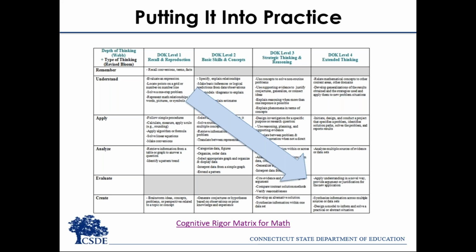You can see from this chart, which is also available by clicking the link, that you cannot have a Bloom's taxonomy of remember that is, let's say, a DOK Level 3. Remember innately is DOK Level 1 because it is recall and reproduction. Similarly, you cannot evaluate something that is a DOK Level 1. At the minimum, that would be a DOK Level 3.